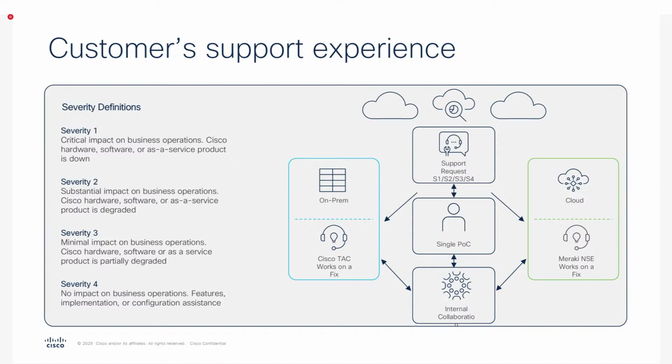Severity 2, it's impaired, your service is degraded. Severity 3 would be a minimal impact on your operations. Maybe your hardware or software is partially degraded but still passing traffic. And then severity 4 would be maybe it's just a configuration issue, implementation, or config assistance.